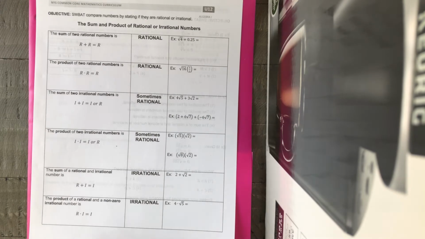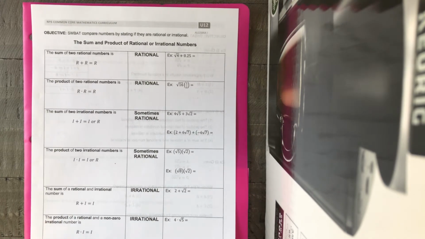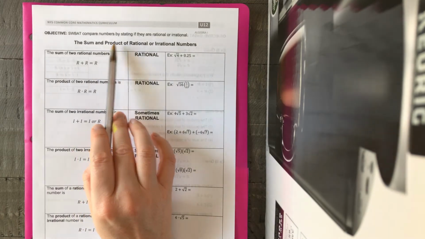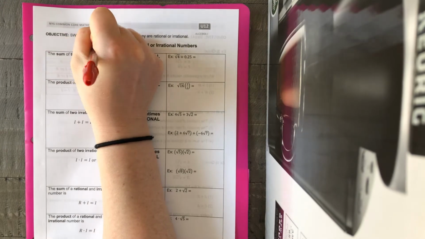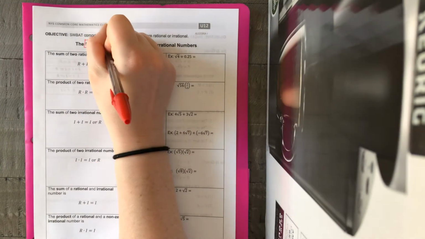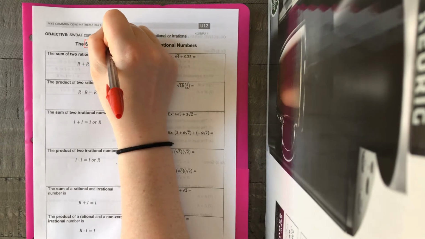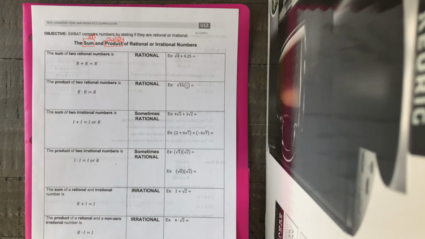So now we're going to take what we just learned and apply it to these rules here. If we look at the top, it says the sum and product of rational and irrational numbers. I know that sum is a keyword. Sum tells me to add. And I know that product is a keyword. Product tells me to multiply. So I'm just going to fill that in from the start.